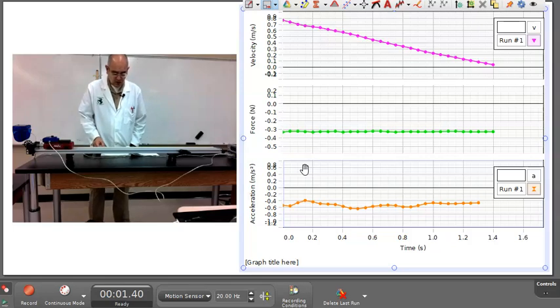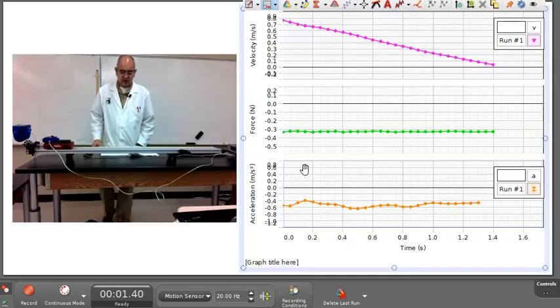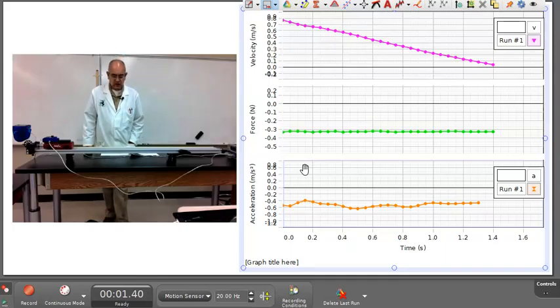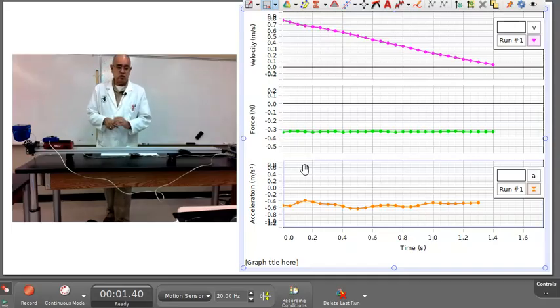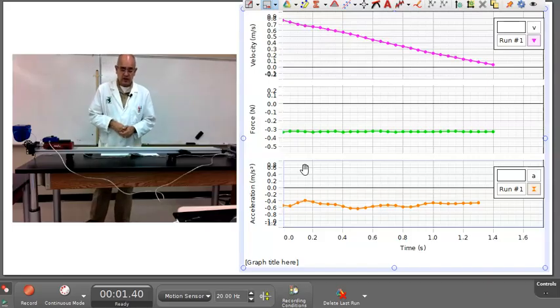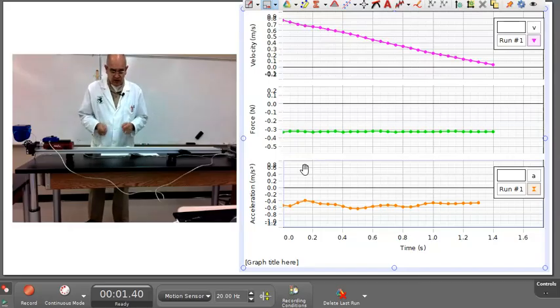And question 1-5, after you release the cart, was the force applied by the hanging mass constant, increasing, or decreasing? And explain why this type of force is necessary. We saw in Lab 3 that as you changed the mass, the acceleration changed. So if we had a constant force, we would expect to see a constant acceleration.